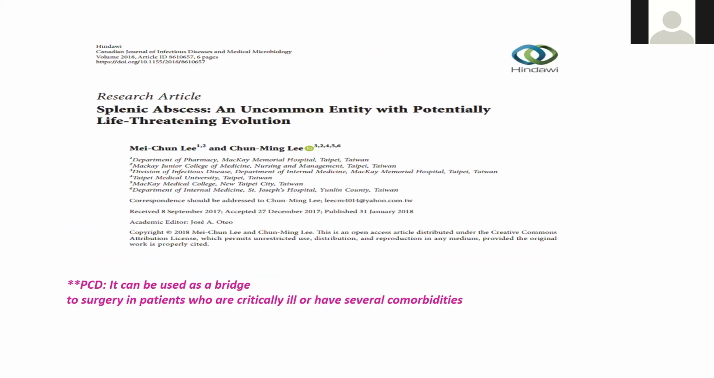This was a paper out of Taiwan that also shared a similar sentiment, that in their center the failure rate of percutaneous drainage was up to 50%. So most of the usage was directed towards patients who were critically ill, who had several comorbidities, and they used it as a bridging treatment modality for patients who were not yet cleared for surgery. It's something that you can go read up.